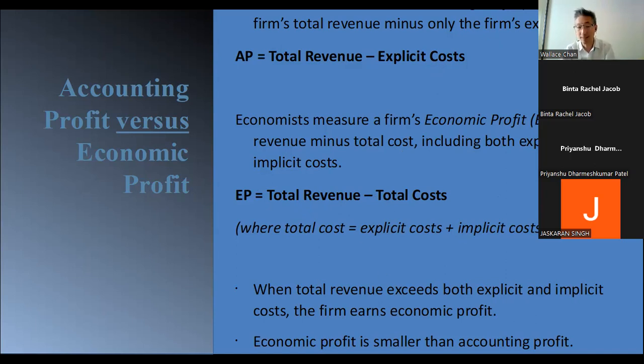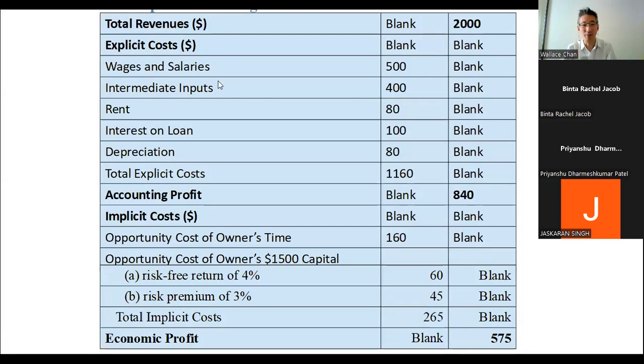As you can see, the economic profit is always smaller than the accounting profit because economists take into consideration the implicit cost, which is the opportunity cost being sacrificed. So far, so good? How about the rest of you? Now let's take a look at this example.